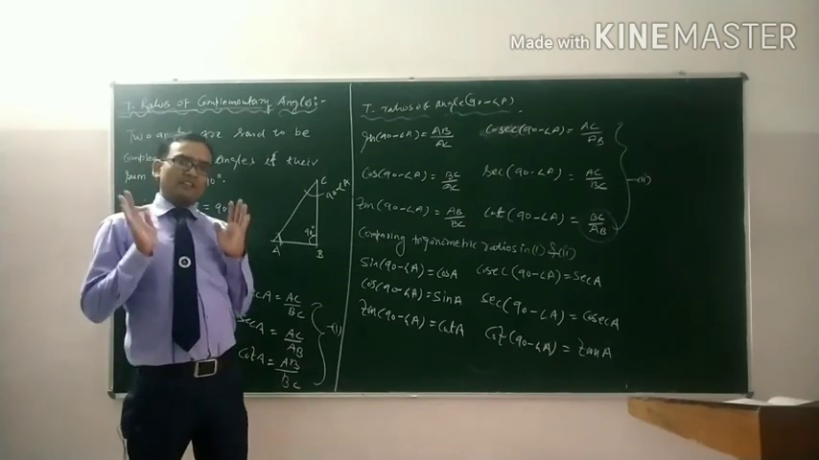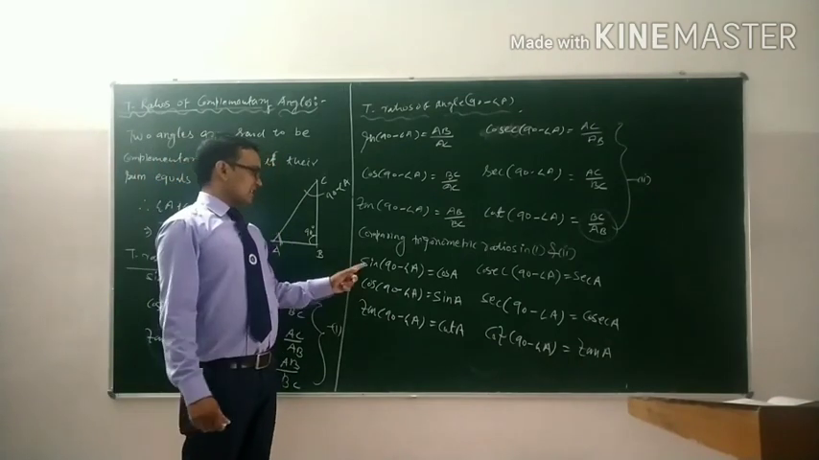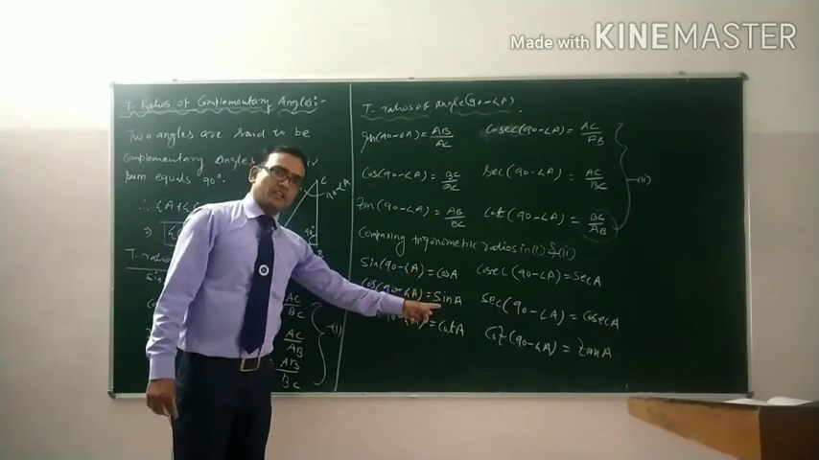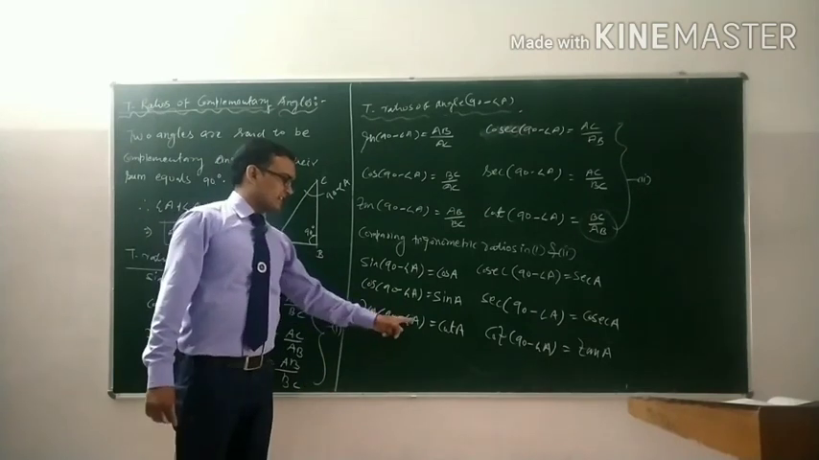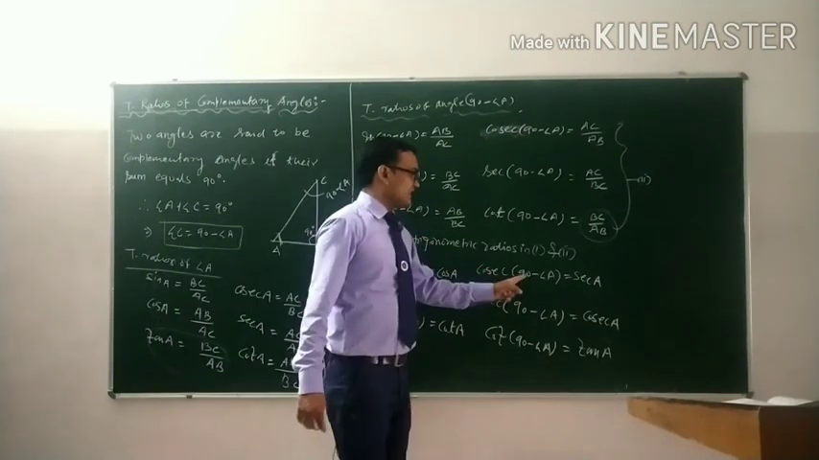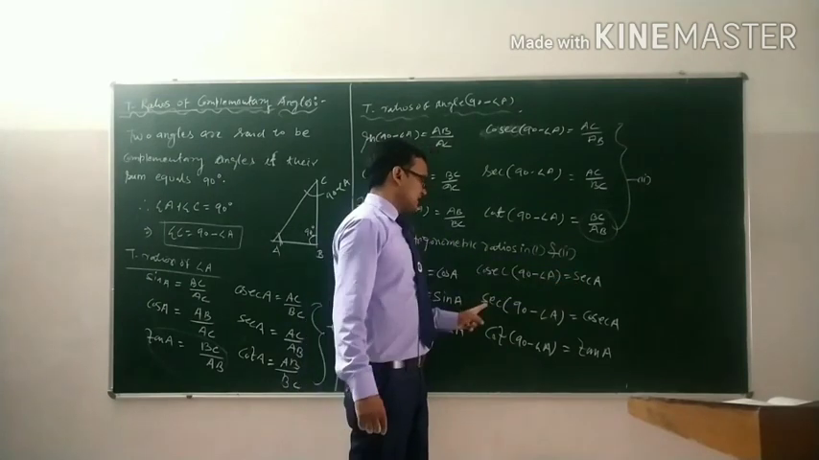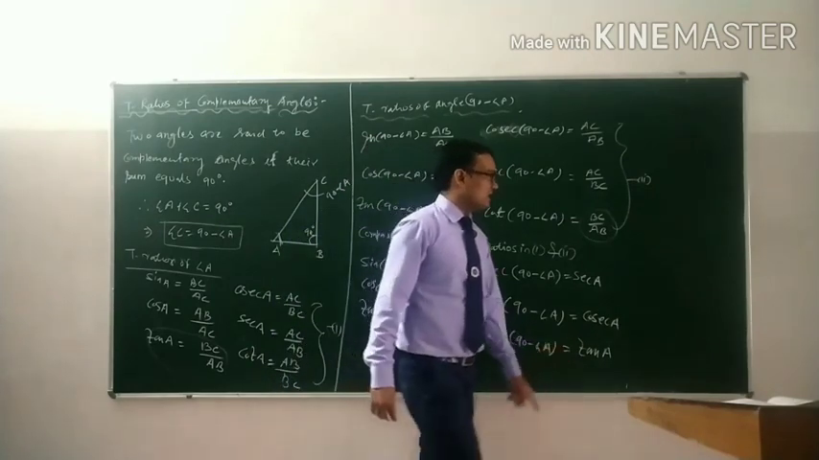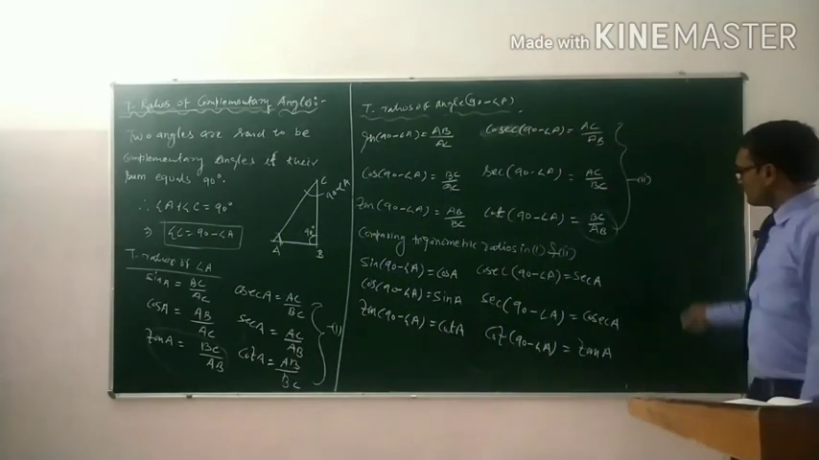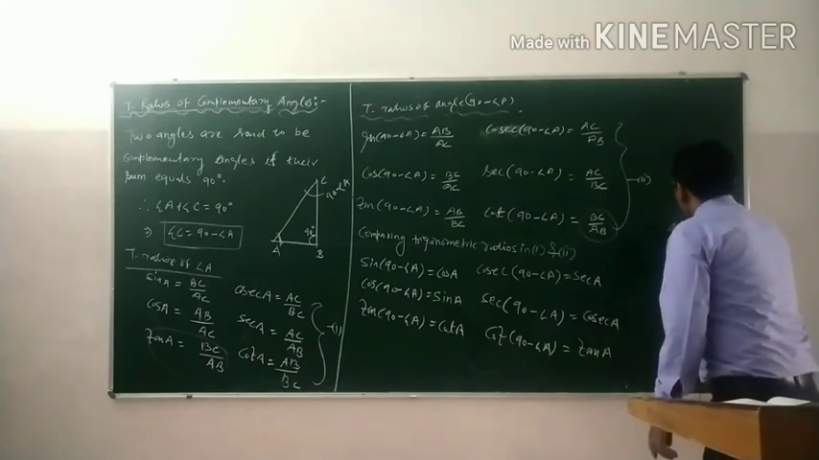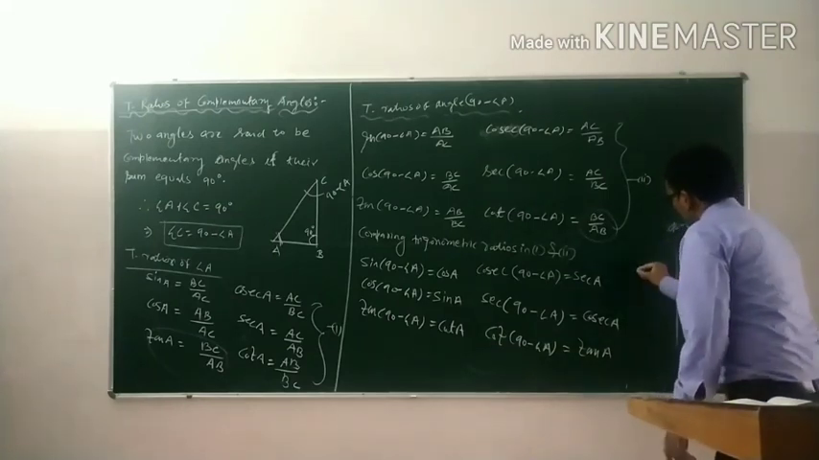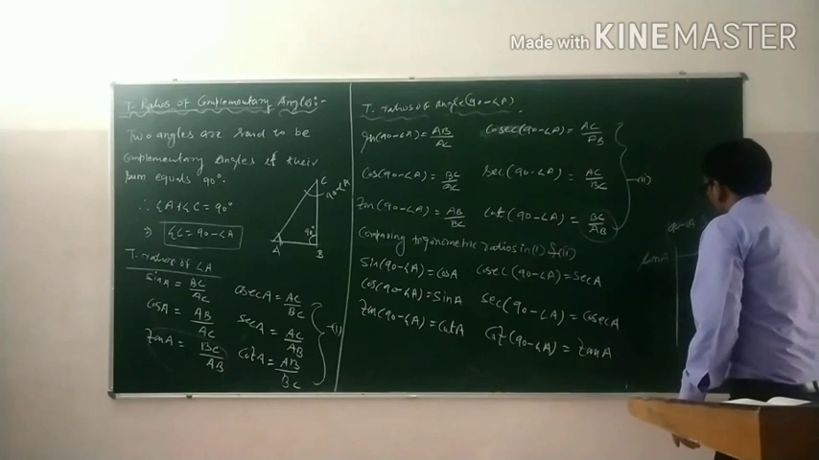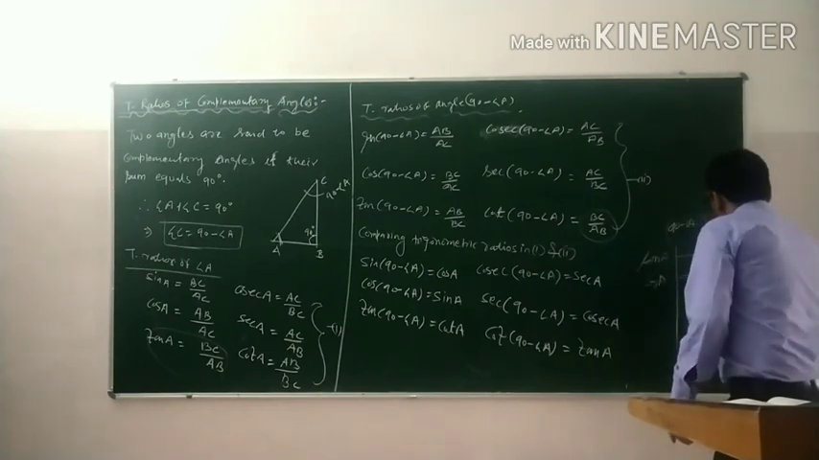That means we finally get the formulas: sin 90 minus A equal to cos A, cos 90 minus A equal to sin A, tan 90 minus A equal to cot A, cosec 90 minus A equal to sec A, sec 90 minus A equal to cosec A, and cot 90 minus A equal to tan A. That means here we take 90 minus A, then sin A changes into cos A, and cos A changes into sin A.